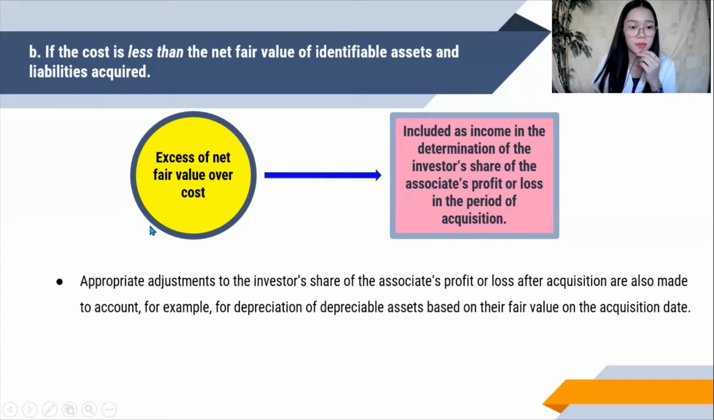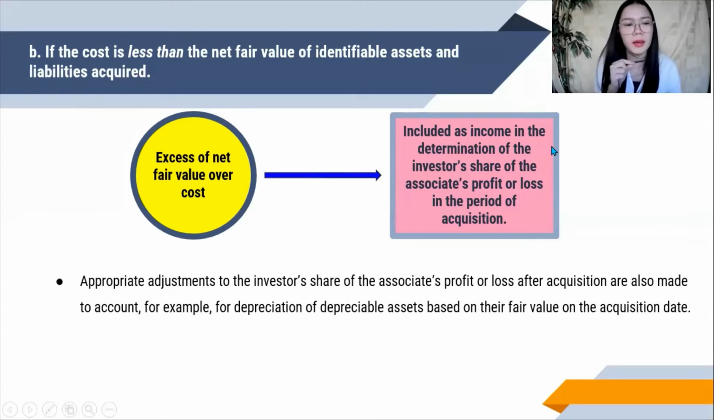So, paano natin i-account yun? So, whenever na meron excess of net fair value over dun sa cost or sa binayad natin, i-include natin siya as income in the determination of investor share. Again, laging investor share, yung share lamang natin of the associate's profit or loss in the period of acquisition. So, kung may excess dun sa net fair value ng identifiable net assets ni investee sa ating binayad, yung excess is i-account natin or included natin as our income. But in the determination of our share only. So, pakitandaan po na income, i-account natin siya as our income.